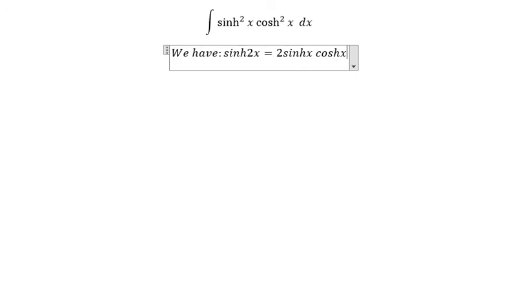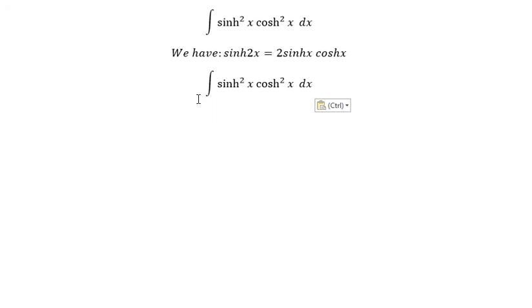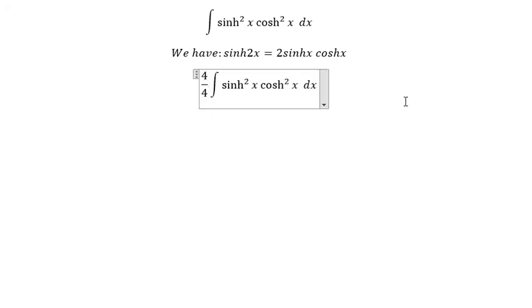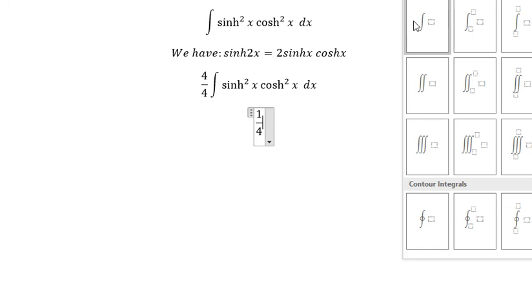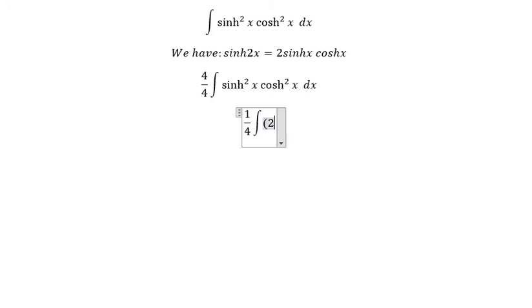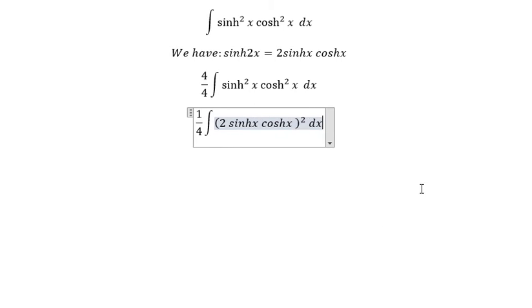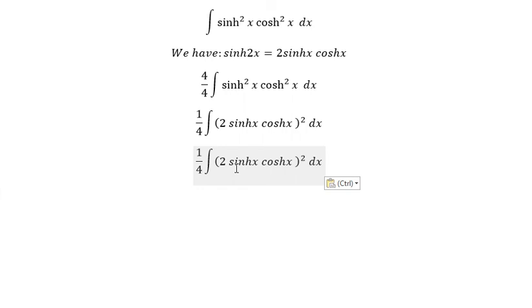We have sinh 2x equal to 2 sinh x cosh x. So we will use this formula to apply this situation. We have 4 divided by 4. So later that number 4 goes inside this one, and you will get 1 over 4 multiplied with the integral of 2 sinh of x cosh of x, everything to the power of 2 dx. This one we change for sinh 2x.